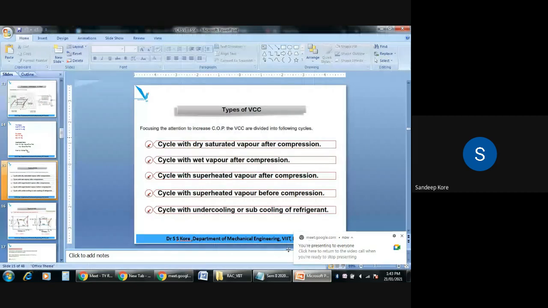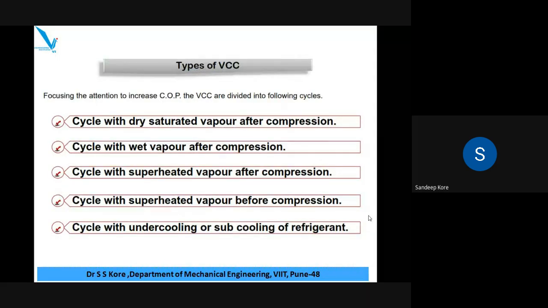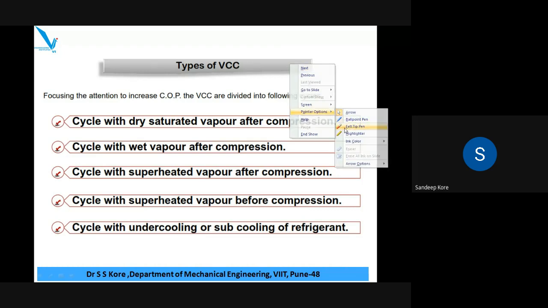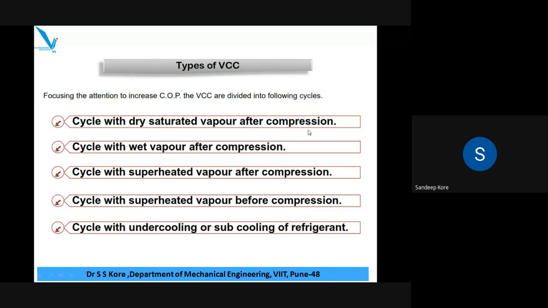Okay. So now in this lecture, we are going to concentrate on the types of vapor compression cycles. On the screen, you have 5 vapor compression cycles. The first one is the vapor compression cycle with dry saturated vapor after compression.